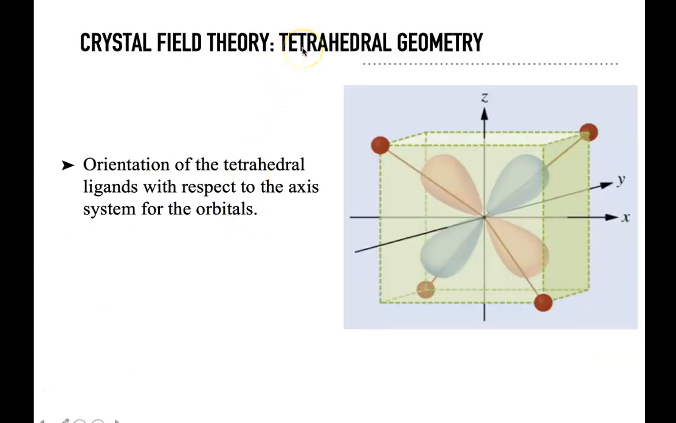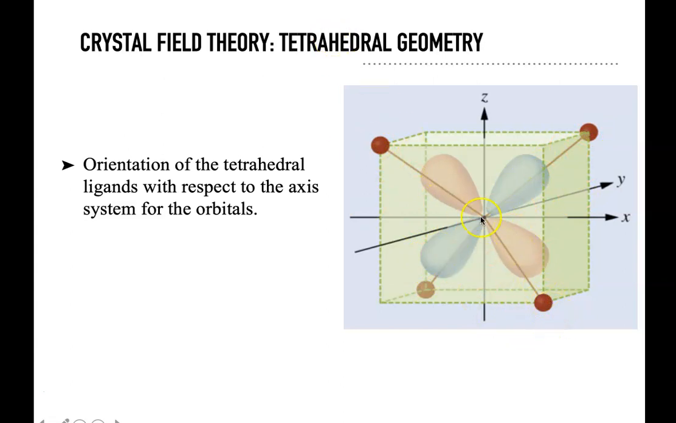Now next one, let's move on to figure out the electron configuration and geometry, the tetrahedral geometry. Orientation of the tetrahedral ligands is shown on the right hand side figure here. So at the center we have metal cation with the d orbitals, and then the ligands are approaching from the corners of this cubic structure. This cubic structure has 8 corners, and on the diagonal side of each corner, we have 4 ligands located. Tetrahedral has 4 ligands.